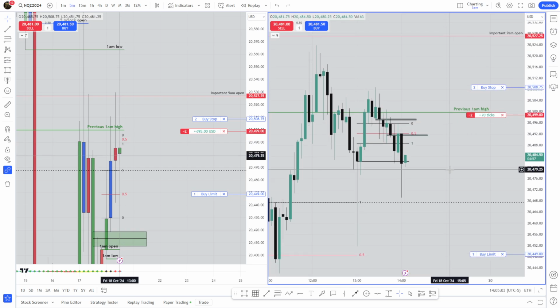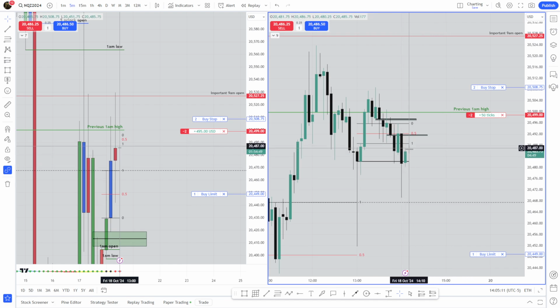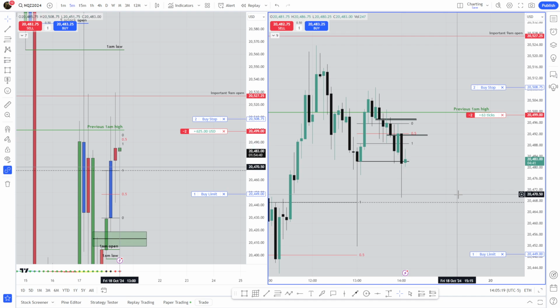Okay, so we close above this range. I like to see price run into this candle and then give us some continuation lower. That's going to be ideal here for what we are looking at.